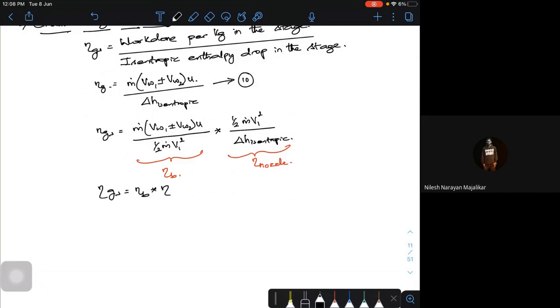Go back and check what we have done in the nozzles and diffusers: kinetic energy to the isentropic drop. So I can easily write it in that fashion. Gross stage efficiency is equal to the blade efficiency, which is for the rotor, times the nozzle efficiency, which is for the stator. So this is the rotor and this is the stator. We'll stop at this particular point.